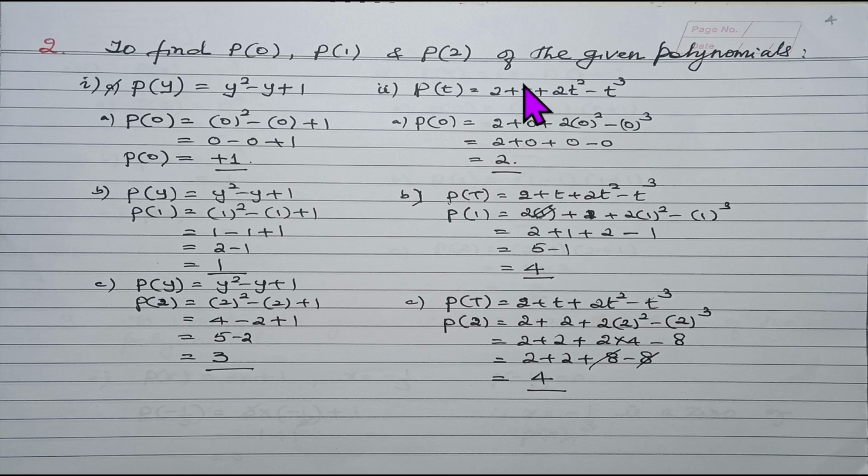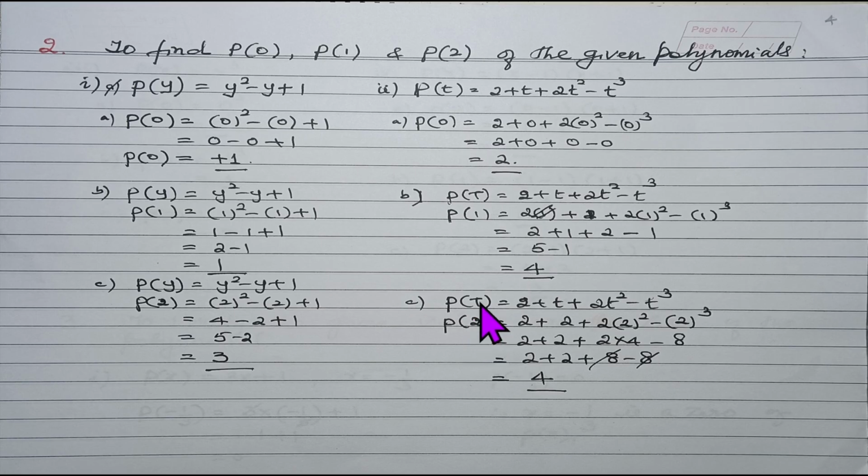Now coming to the second example, P of t is given as 2 plus t plus 2t square minus t cube. We have to find out P0. Wherever t is there, put 0, so 2 plus 0 plus 2 into 0 square minus 0 cube. So 2 plus all the other three numbers are zeros there, and therefore the answer is 2. For P of 1, wherever t is there, put 1, so it will be 2 plus 1 plus 2 into 1 square minus 1 cube, so 2 plus 1 plus 2 minus 1, 5 minus 1, that is 4.